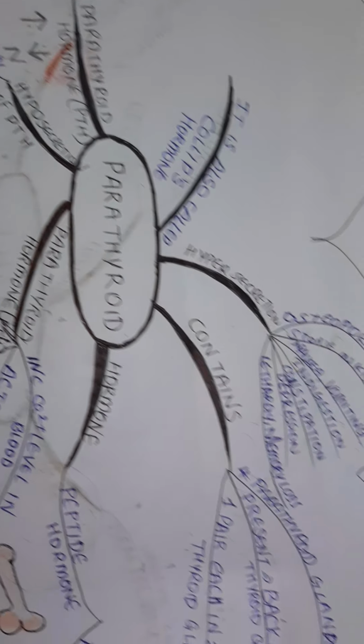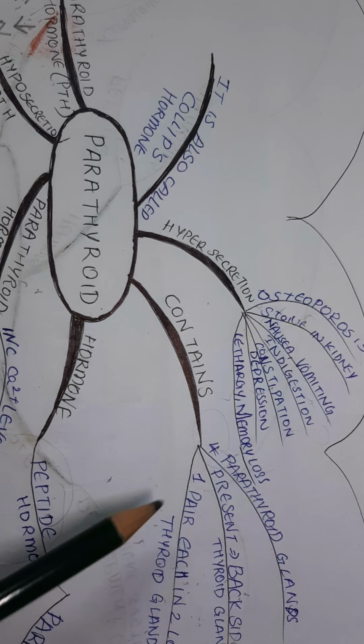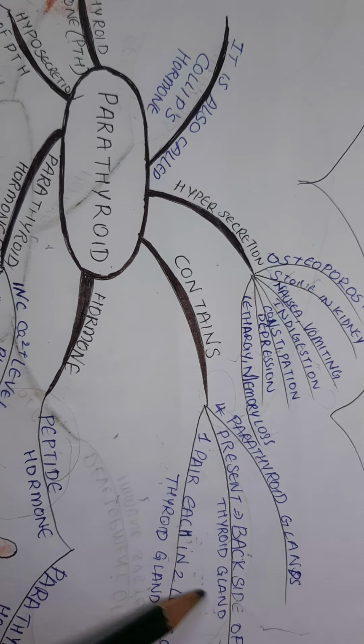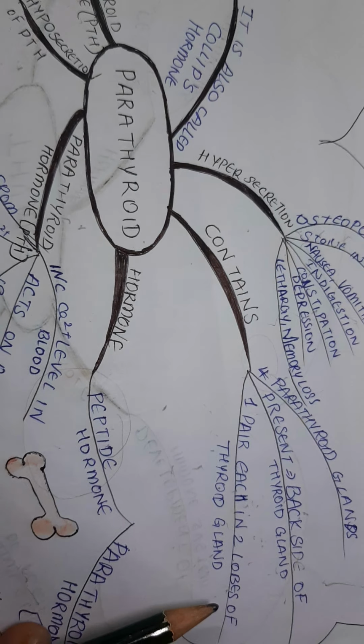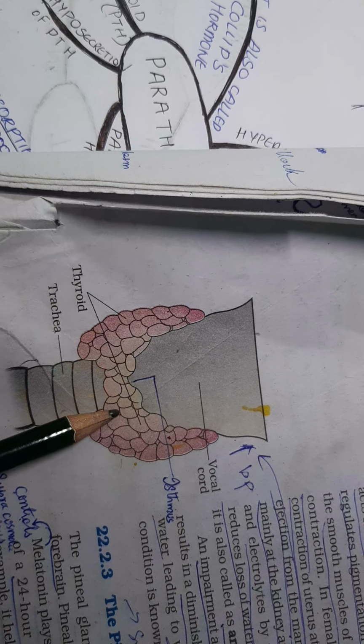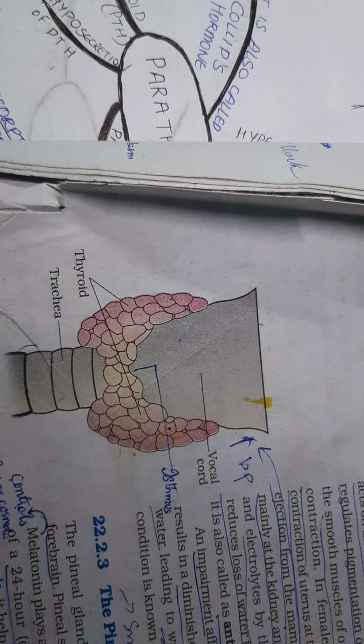This parathyroid gland, we have 4 in number. They are present at the back side of the thyroid gland, one pair each in 2 lobes of the thyroid gland. If you look at this diagram, this is the diagram of the thyroid gland, and on the back side you will notice the parathyroid glands. They are 4 in number, and if we consider this one lobe of the thyroid gland, you have one pair of parathyroid glands in one lobe of the thyroid gland.